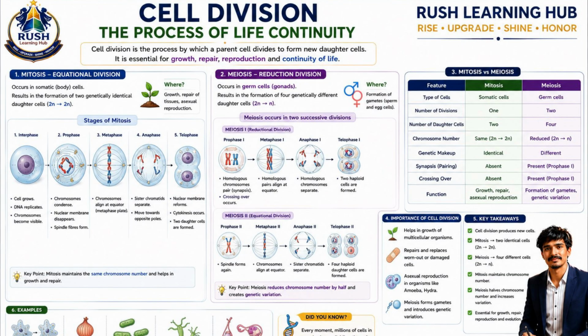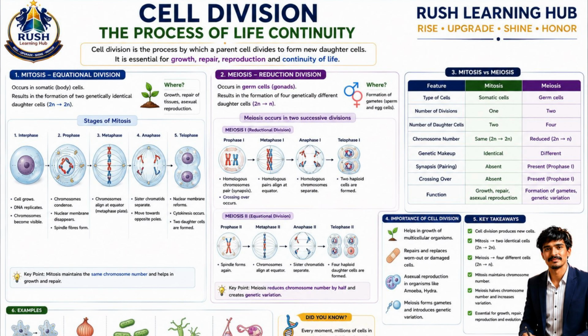Let us first understand why cell division is necessary. As organisms grow, their cells increase in number through cell division. When tissues are damaged due to injury, old or damaged cells are replaced by new cells produced through cell division. In many organisms, cell division also plays a role in reproduction. Thus, cell division is essential for growth, repair, maintenance, and reproduction.